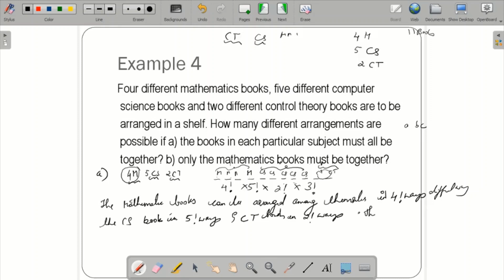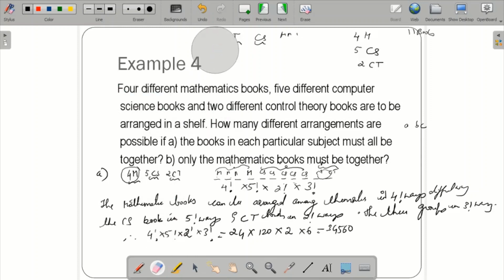The 3 groups in 3 factorial ways. Therefore, the number of possible arrangements is 4 factorial into 5 factorial into 2 factorial into 3 factorial. So that is equal to 24 times 5 factorial, which is 120, 2 factorial is 2 and 3 factorial is 6. Answer is 34560. So this is regarding the first section.